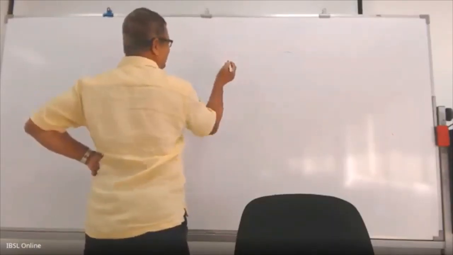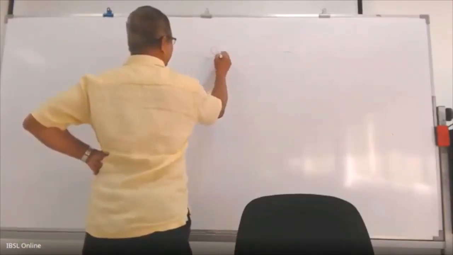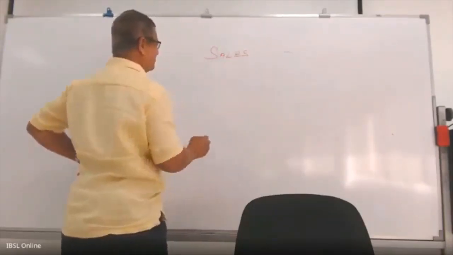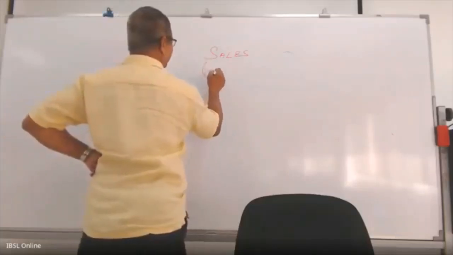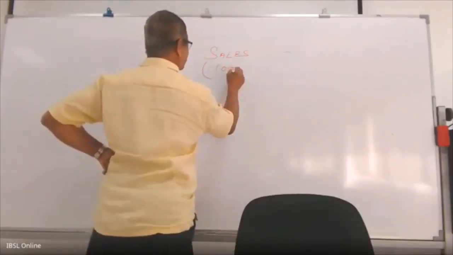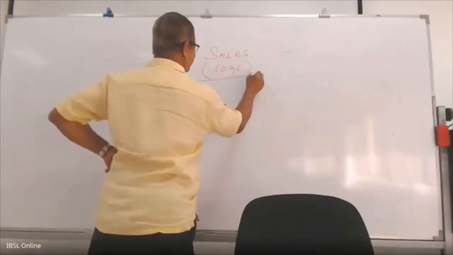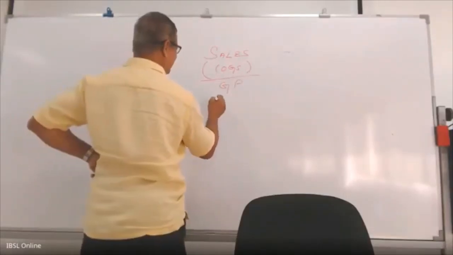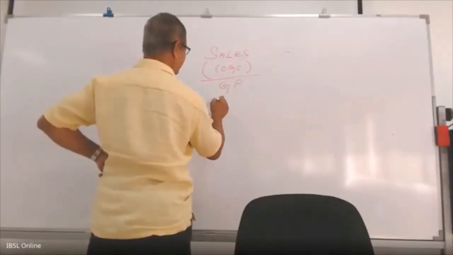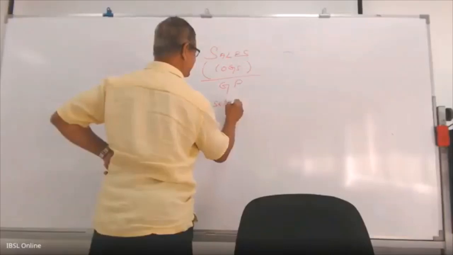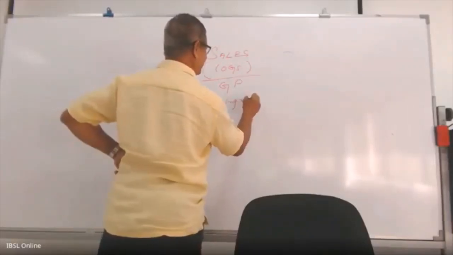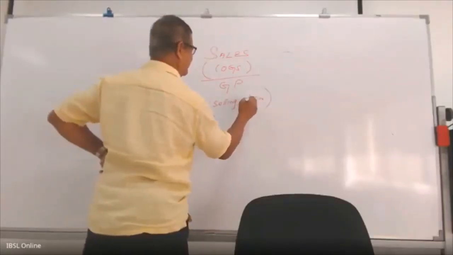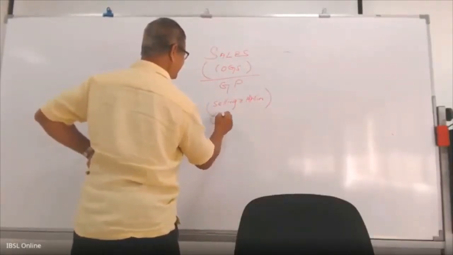A company's income statement. We say sales is the topmost item. Then you deduct cost of goods sold. Then you get gross profit. Then you deduct selling and administration expenses. Deduct depreciation.